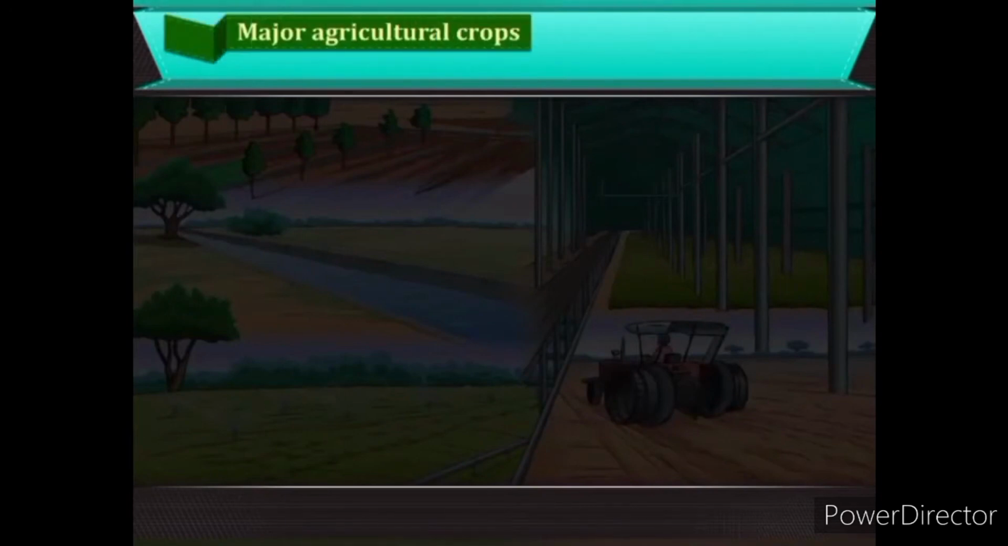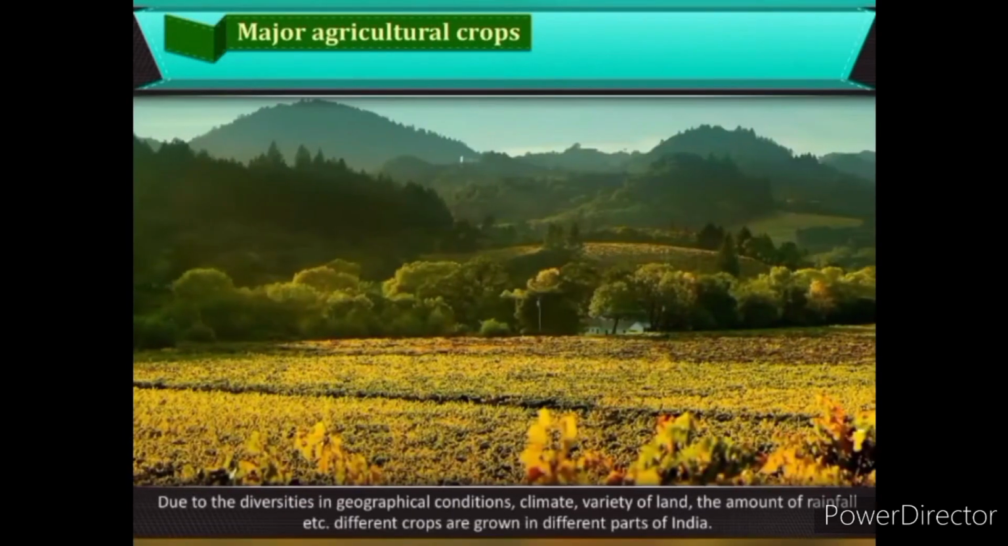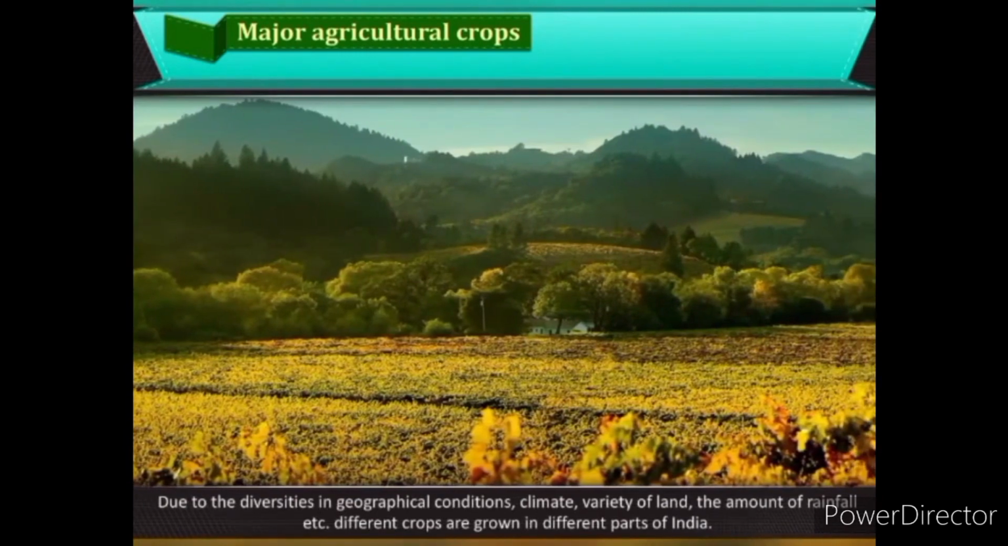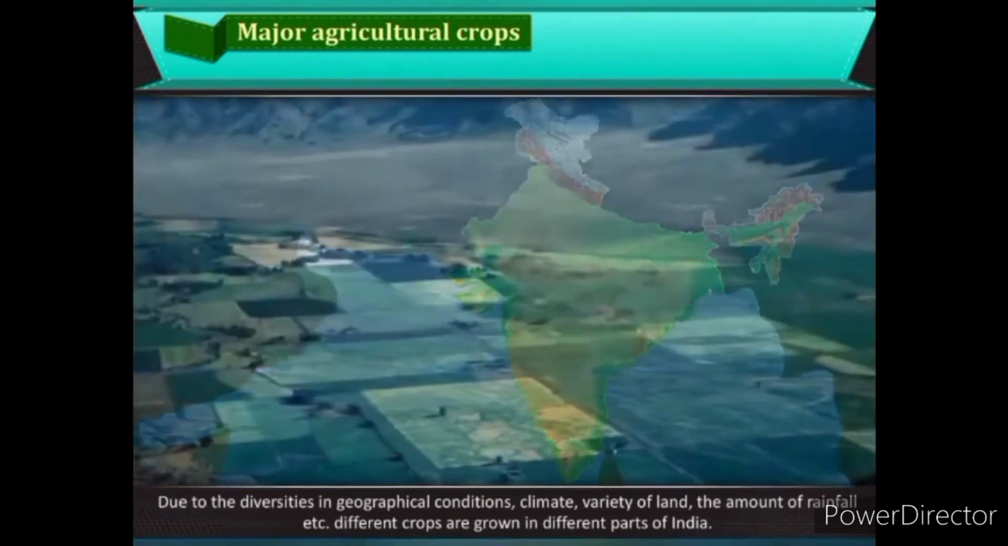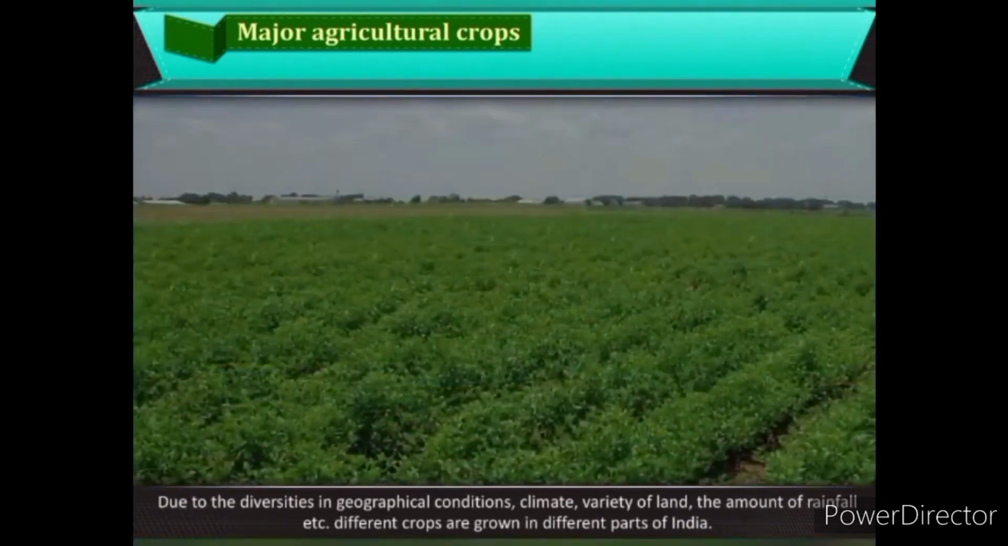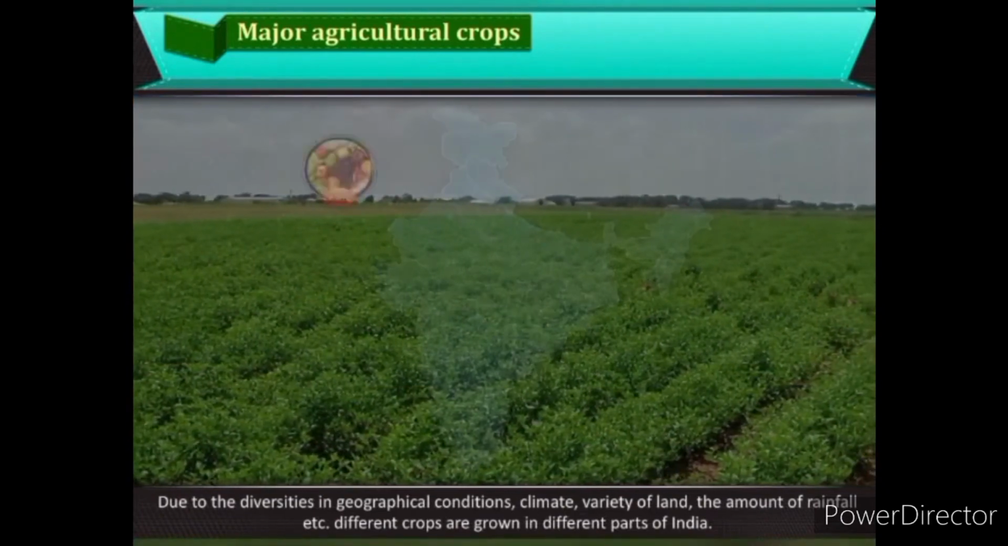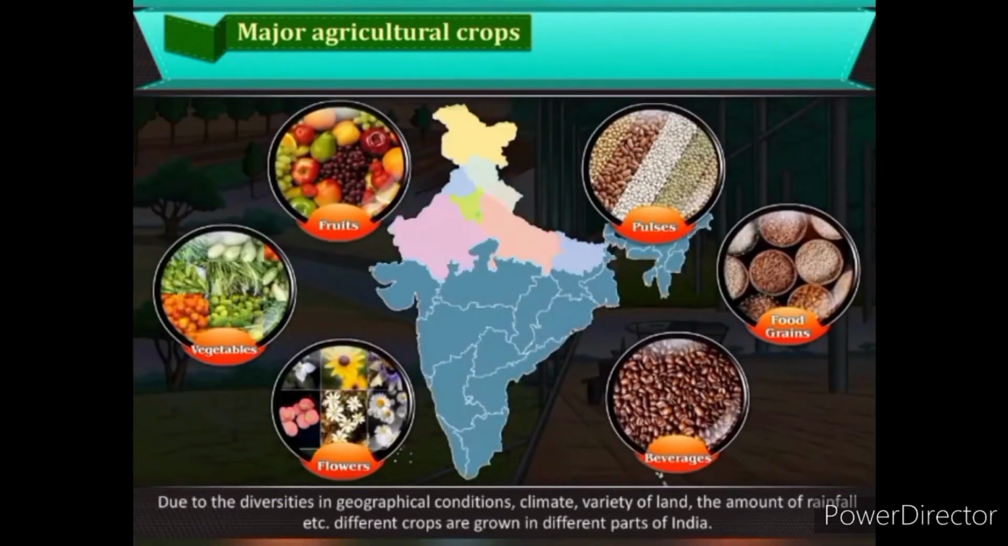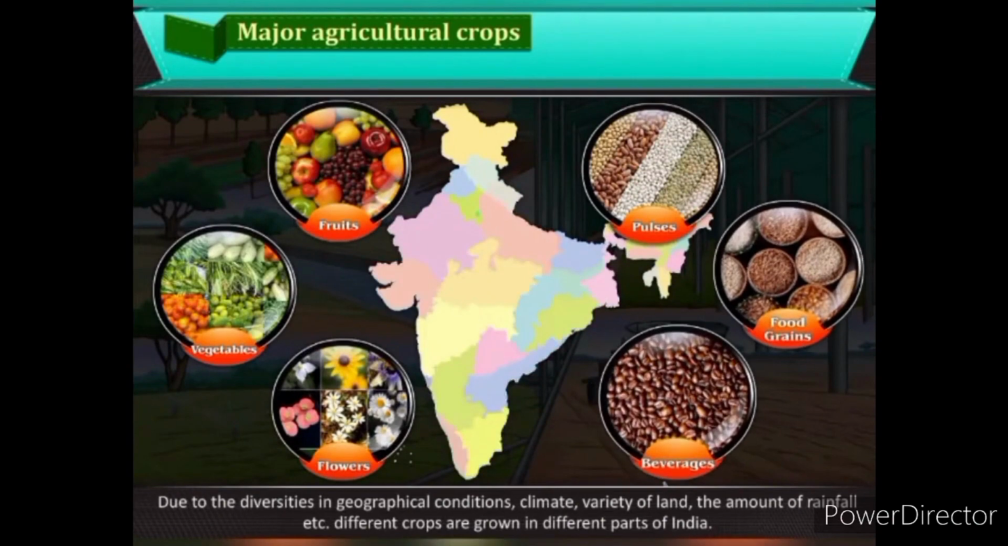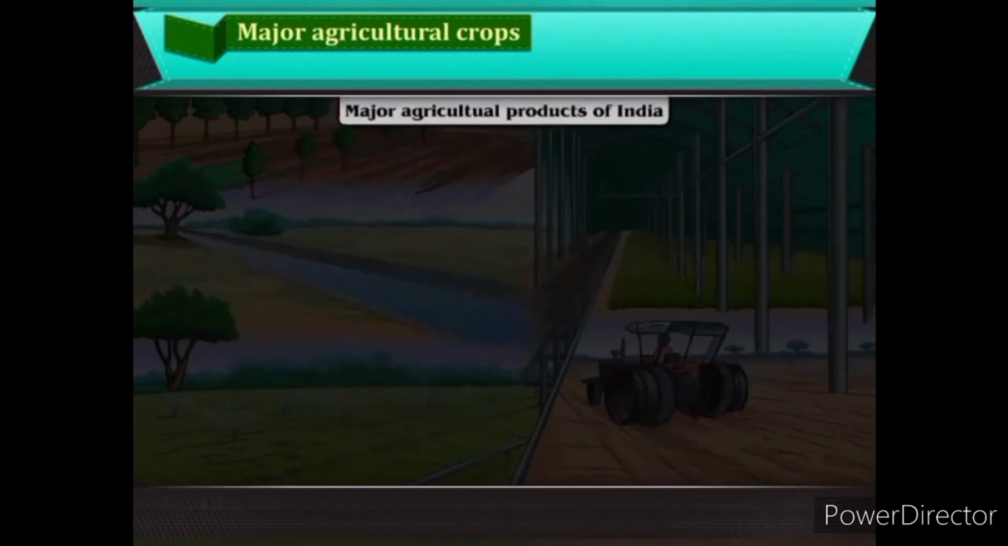Major agricultural crops. Due to the diversities in geographical conditions, climate, variety of land, the amount of rainfall, etc., different crops are grown in different parts of India. Major agricultural products of India.